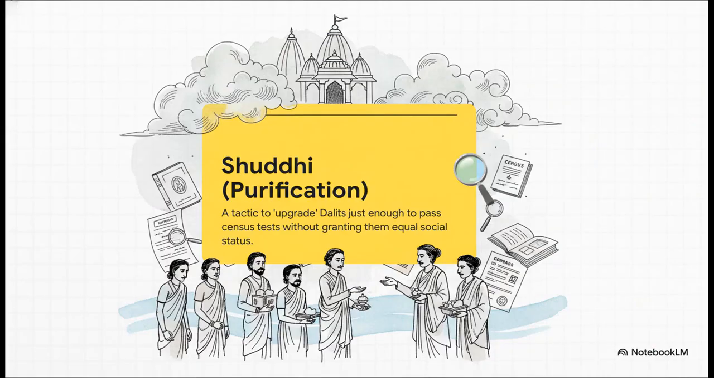One of their main tactics was something called shuddhi, which is a kind of ritual purification. Groups like the Arya Samaj would hold these ceremonies to bring Dalits into the Hindu fold. But here's the catch. It was often just for show. It was more about making sure they'd be counted in the census, not about giving them real equality.